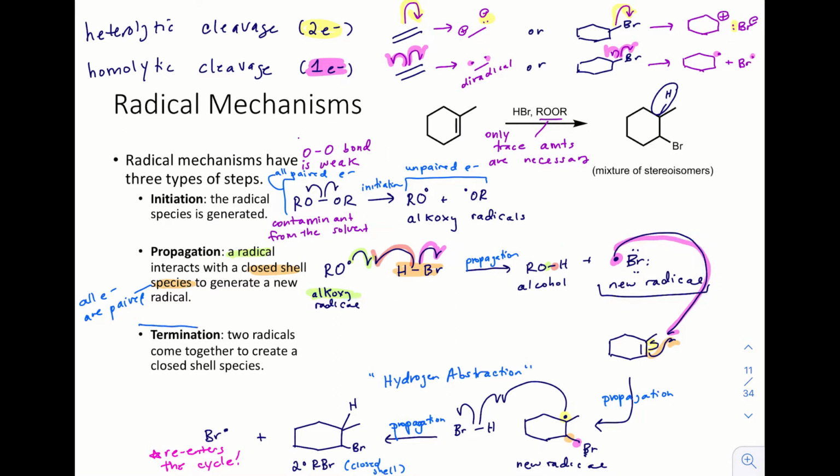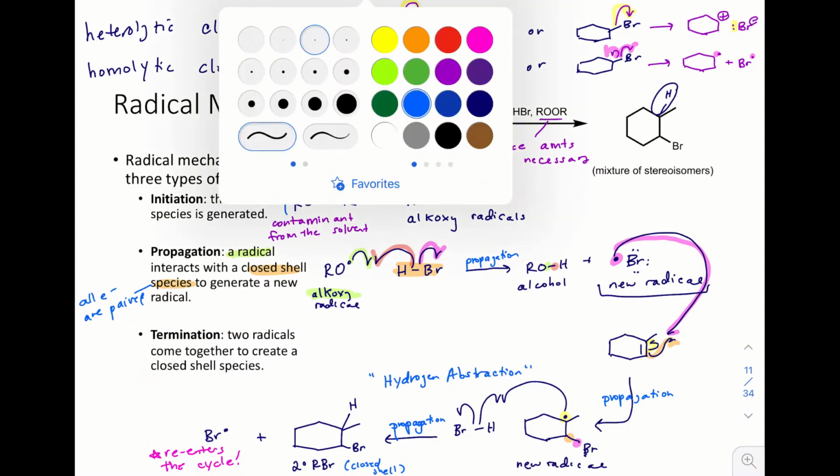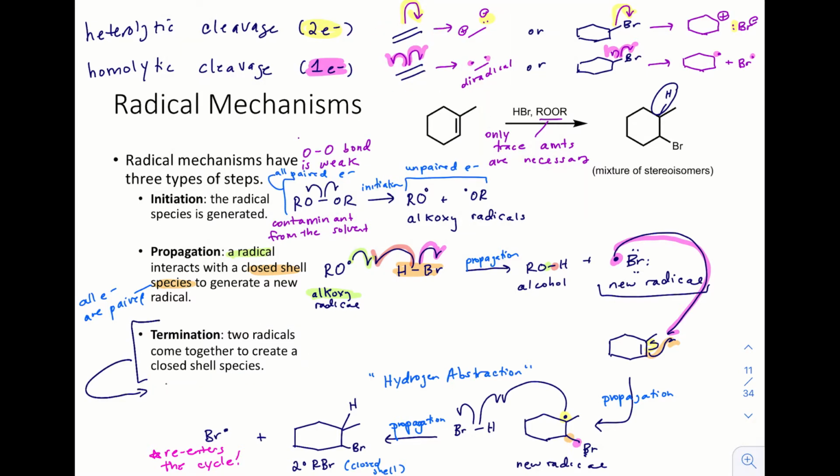The one step we did not show is termination. It's because termination is actually pretty rare. So if it's required that you show a termination step, you can do that. But typically when we are drawing these mechanisms, we don't show termination because it is rare. The most probable outcome actually is that a radical interacts with a closed shell species, just thinking about the fact that there are many, many more closed shell species, non-radicals than radicals in the solution.